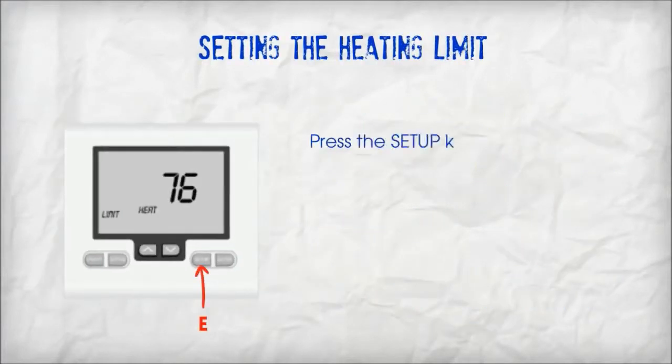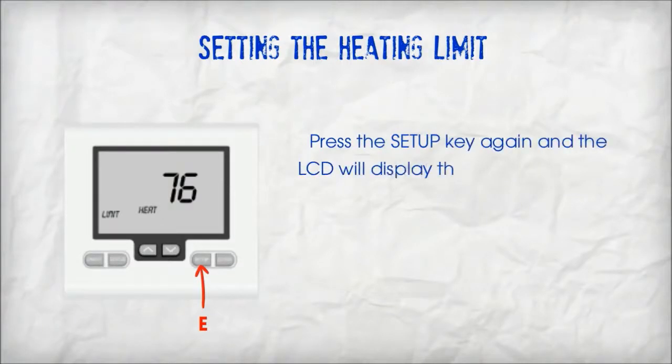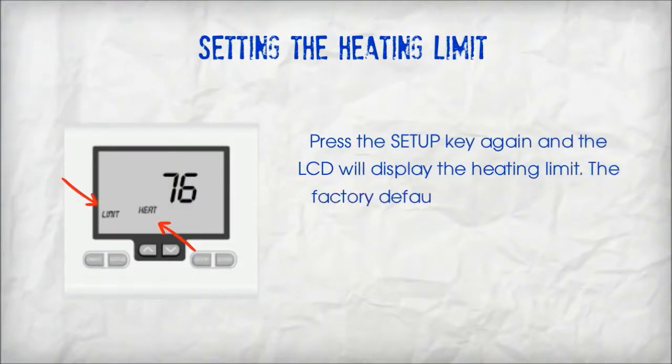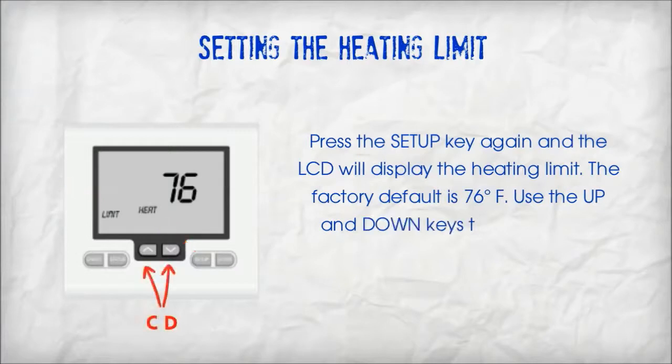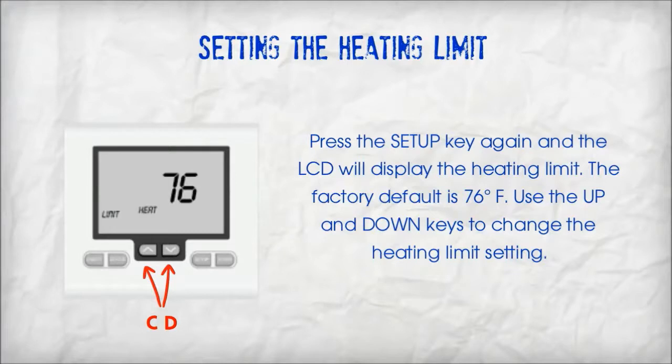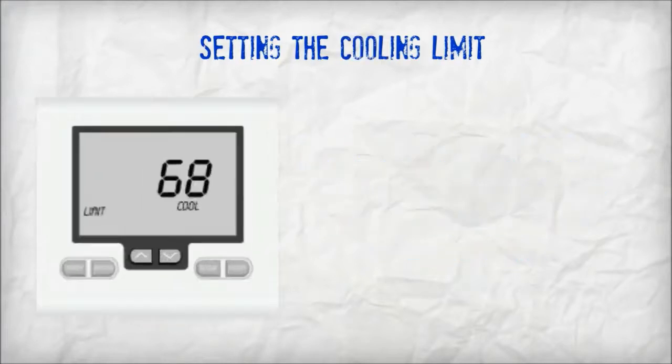Setting the heating limit. Press the setup key again and the LCD will display the heating limit. The factory default is 76 degrees Fahrenheit. Use the up and down keys to change the heating limit setting. It is recommended you do not set this heating limit higher than the factory default.